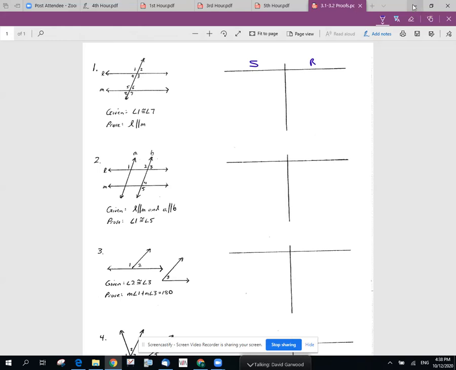geometry. Call this proofs video number 1. This should be placed after having done section 3.2. You should have received this worksheet in class.